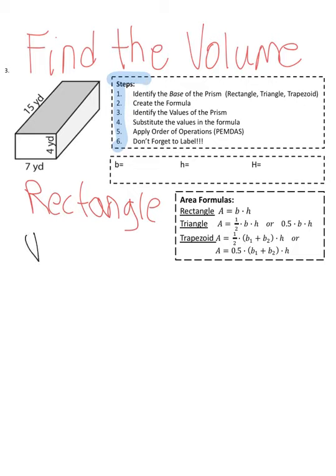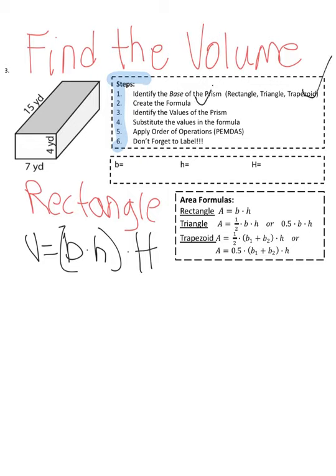So we said the formula for volume of a rectangular base is little base times little h times big H. So remember, this formula is only for rectangular ones. This formula doesn't work for triangular or trapezoidal. It only works for rectangular prisms, so just be aware. All right, now we have to go to step 3, which is identify the values of the prism. So we need to find the little base, which is going to be 7 yards. Our little height is going to be 4 yards, and the height of the entire prism is 15 yards.